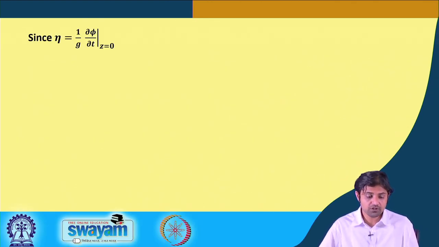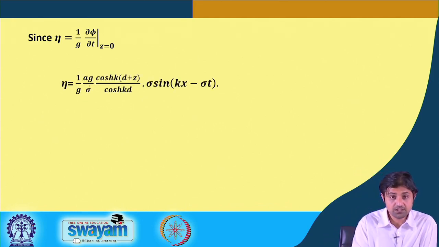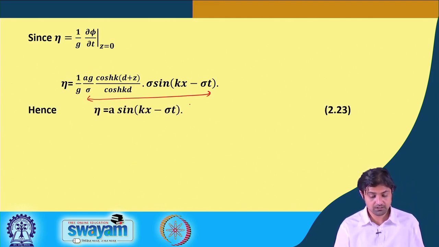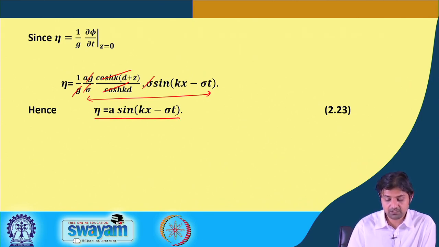Now, because we have got the velocity potential, we can finally write the term for eta. All right. We are going to check. So, eta can be written as 1 by g times Ag by sigma, del phi by del t at z equal to 0 will come out to be this one. So, if you see, this g and g will cancel, sigma and sigma will cancel. All right. So, at z equal to 0, this will also get cancelled. So, simply we will be left with eta equal to A sin (kx minus sigma t).